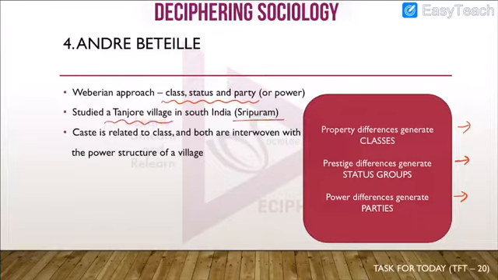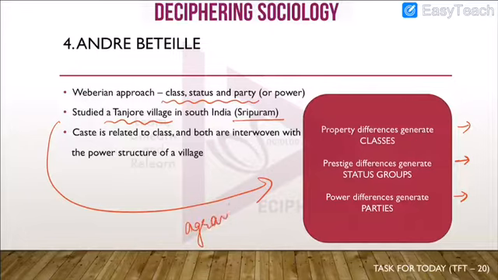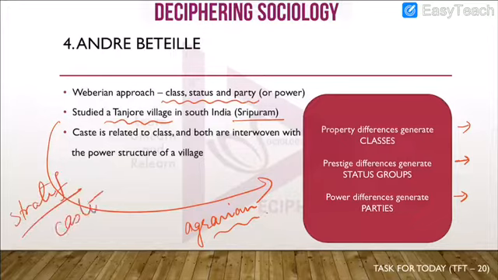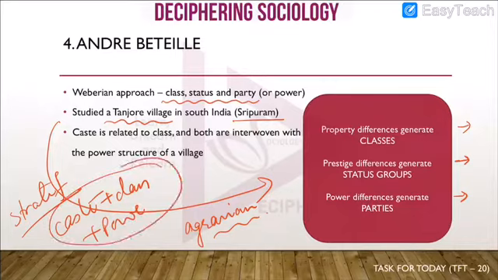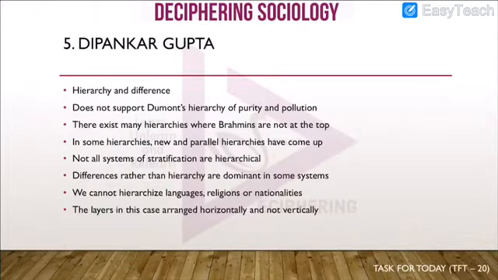So he studied a Tanjore village in South India, Sripuram, and there he studied the agrarian structure, and he said that this is how the different classes are formed, different status are formed, as well as different parties are formed. And he also said that stratification cannot be restricted to caste alone, but it is a combination of caste, class plus power. All these three will define the position of a person in a society. And therefore, if we are studying society from a Weberian approach, then we will consider all these three features.